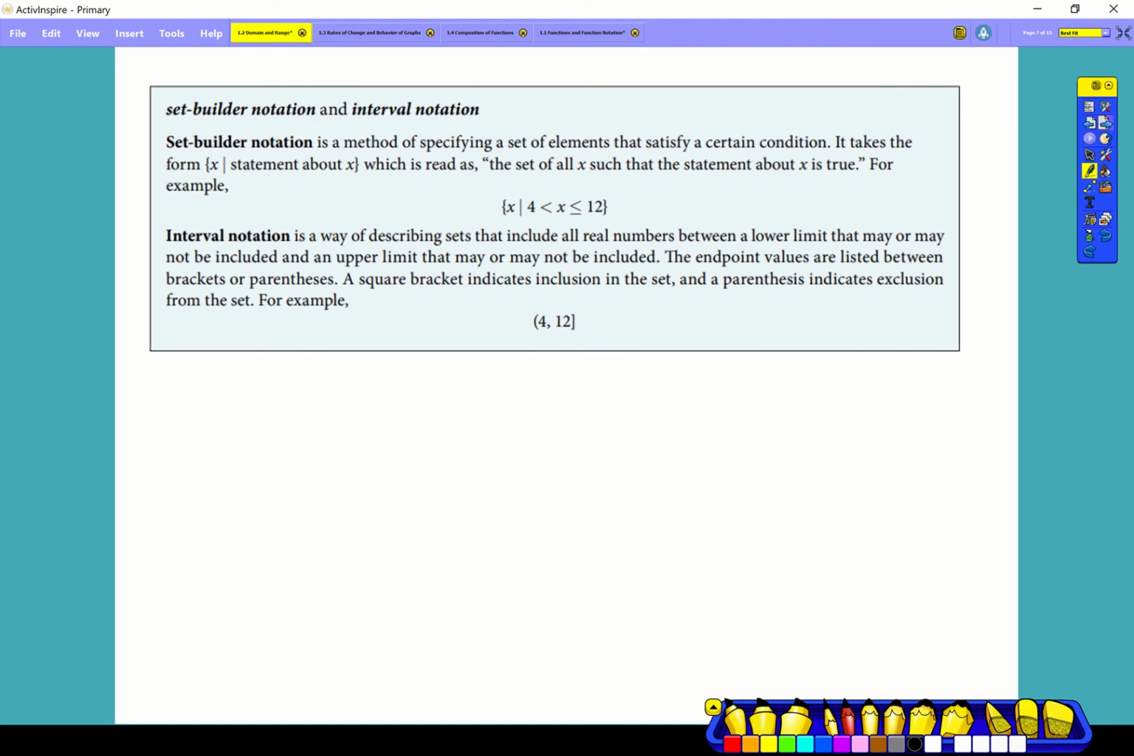So set builder notation and interval notation are some very common notations that we will use. Set builder, you'll definitely see that in your higher level classes, so it's a good idea to know what it is. The interval notation will be mainly used here. That's what we use a lot in the lower level math classes.